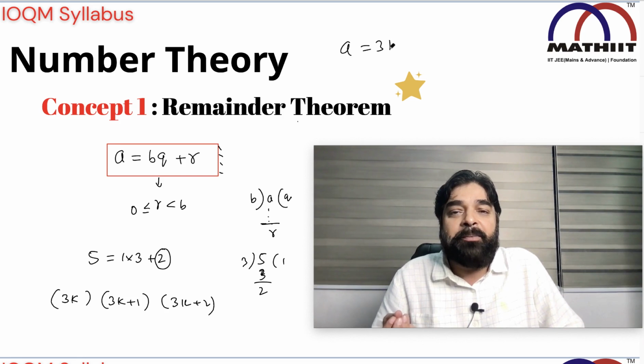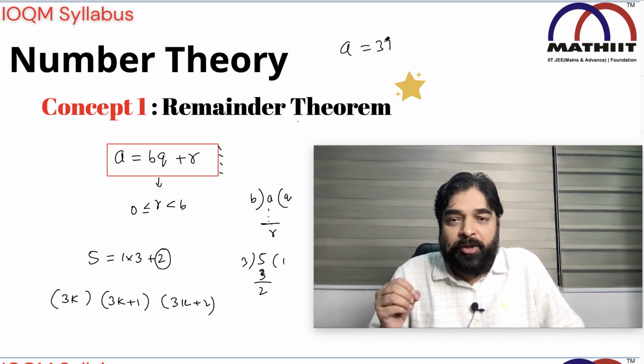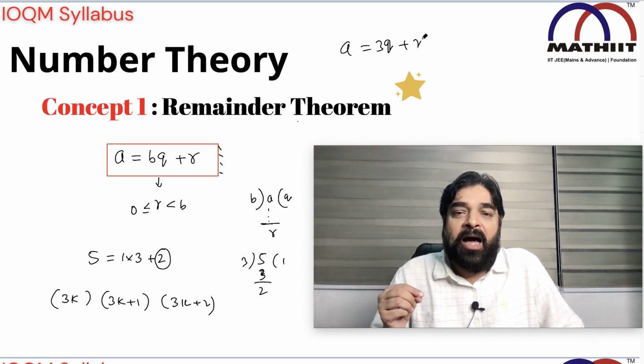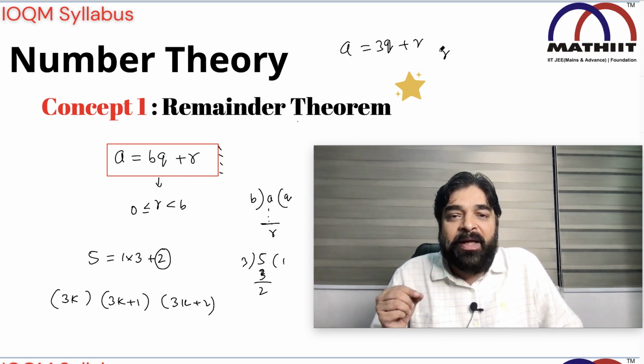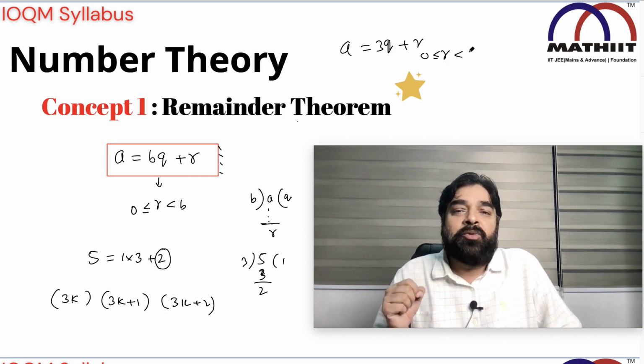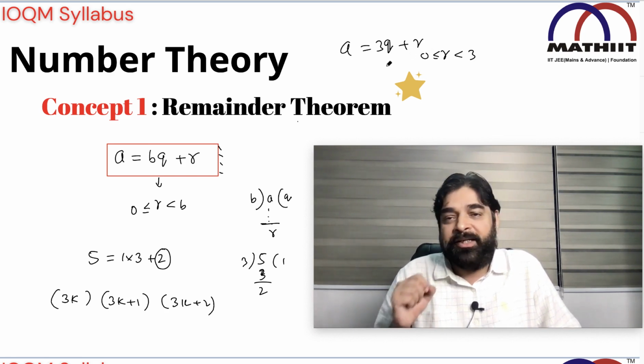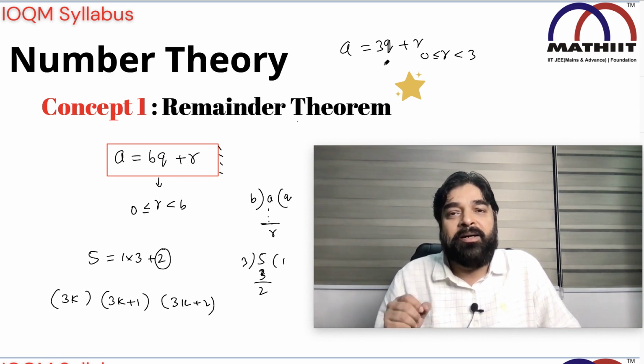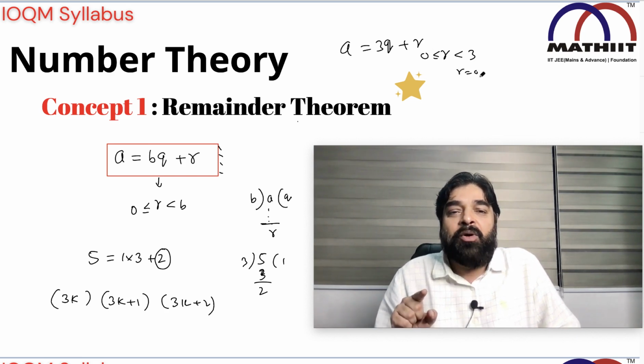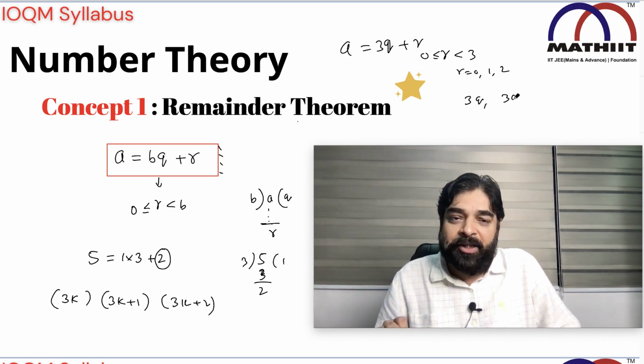A equal to 3q plus r. But r will vary from 0 to 3. Be clear, everything is integer here. This is the integer. Number theory means study about the integers. So r can be 0, 1, 2. So every number will be written either in the form 3q, or 3q plus 1, or 3q plus 2.